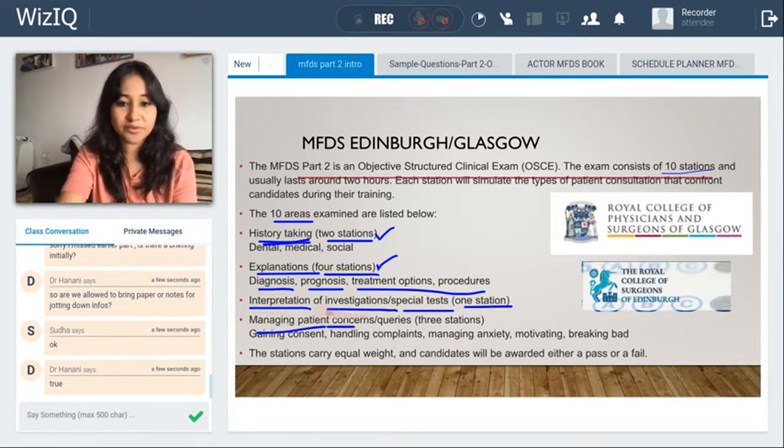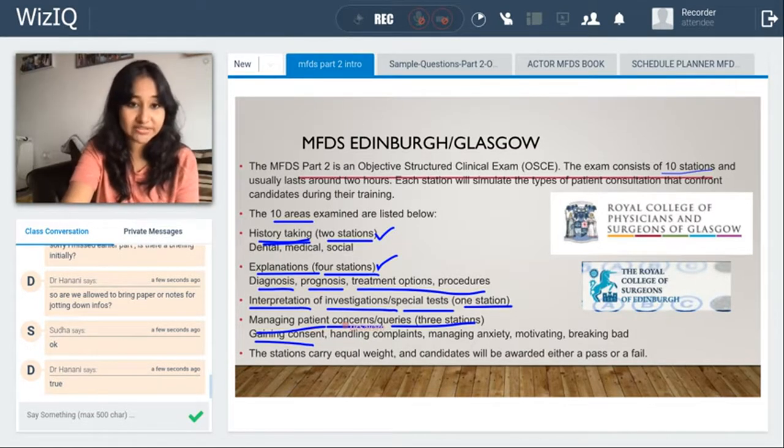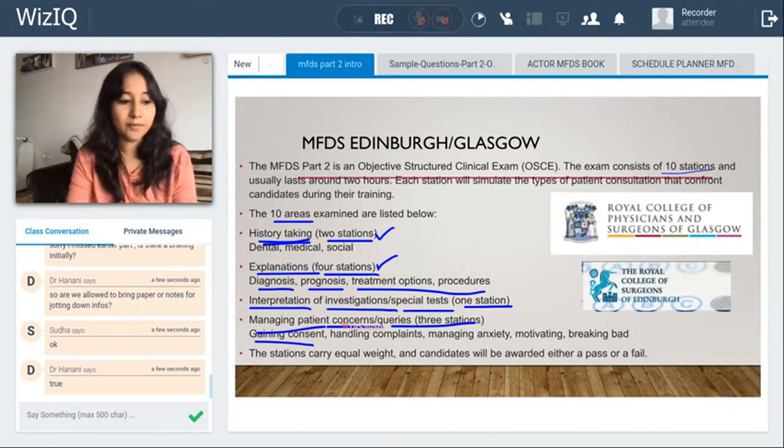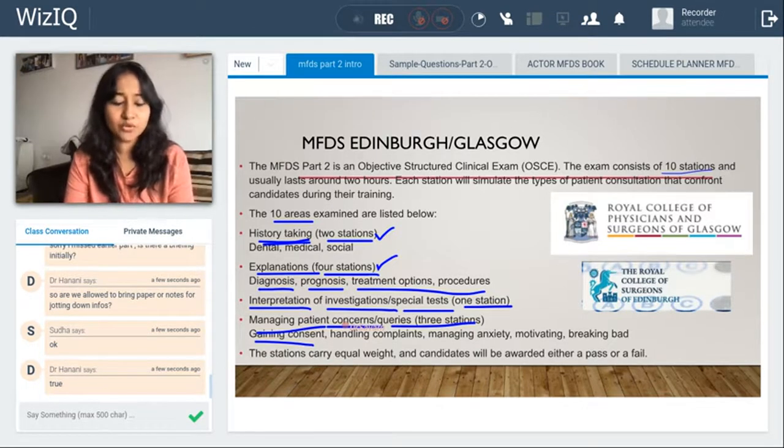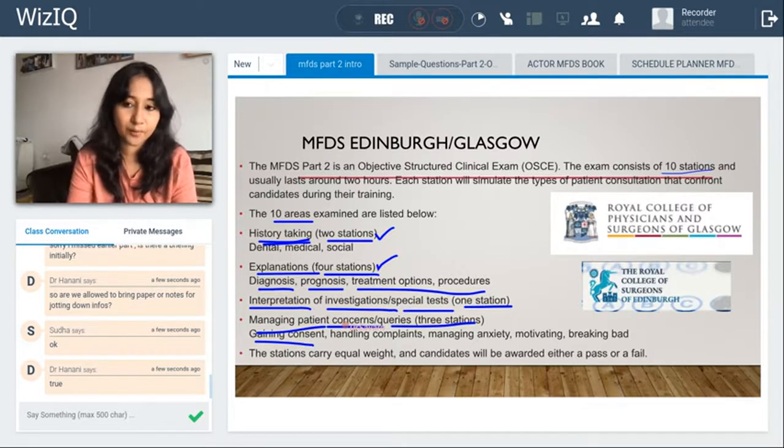Next is managing patient concerns or queries. There'll be around 3 stations for this. There could be something where you have to gain consent. For example, the patient has to undergo an extraction for a pericoronitis. You are the one who will be taking consent, because here you may not be the treating surgeon. In the UK, you do not do a third molar extraction yourself. But if you are properly trained and really confident, you can do it. Usually GDPs end up referring them to the oral surgeons. So taking consent. Second is handling complaints.